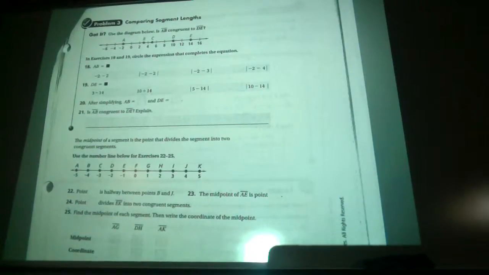All right, so it's the second half of 1-3. After this, you've got to be able to finish your homework. I'm not collecting homework today. Tomorrow I will. All right, so let's look at comparing segment lengths.